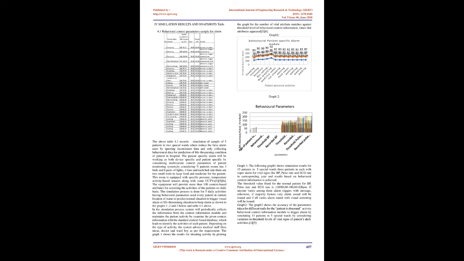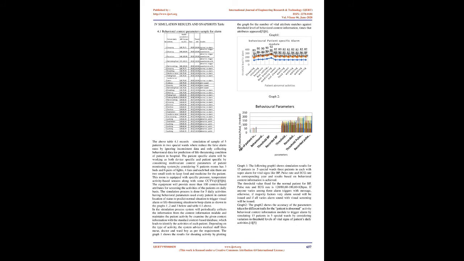4 Simulation results and snapshots table. 4.1 Behavioral context parameters sample for alarm. The above Table 4.1 records simulation of a sample of 5 patients in 2 special wards, where the system reduces the false alarm rates by ignoring inconsistent data and only collecting behavioral data for prediction of life-threatening conditions of patients in hospital.